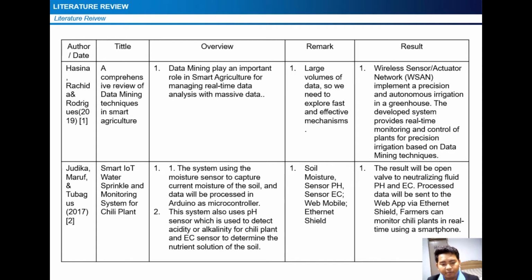Okay, for the second paper, which is titled Smart IoT Water Sprinkler and Monitoring System for the Plant. The system uses a moisture sensor to capture the moisture of the soil and data will be processed in Arduino microcontroller. Okay, they also use a pH sensor, which is used to detect acidity or alkalinity for chili pepper plant, and an EC sensor to determine the nutrition of the soil. So, as the result, the data that they got is processed and sent to the internet shield, and then they can view it through mobile apps.